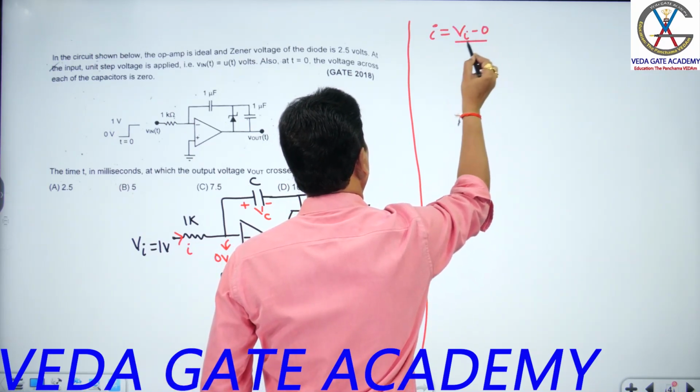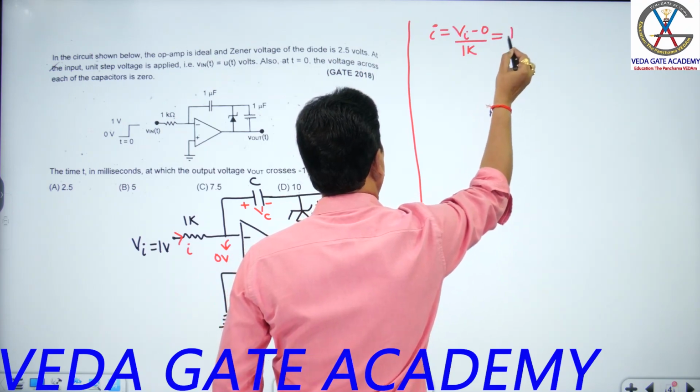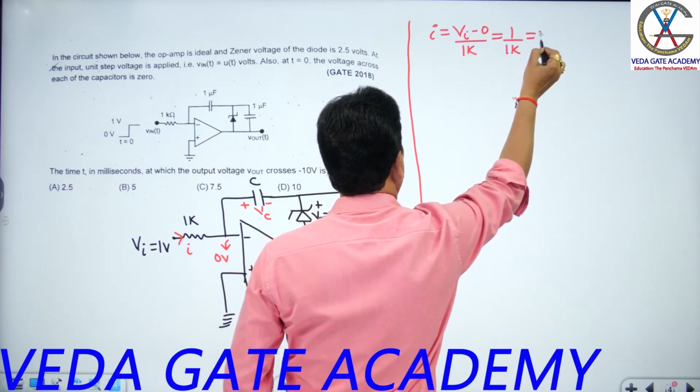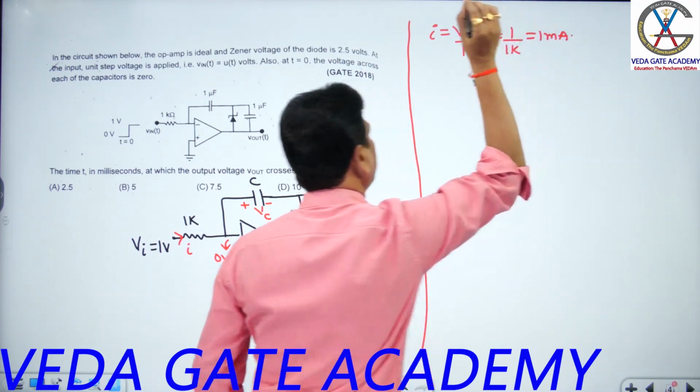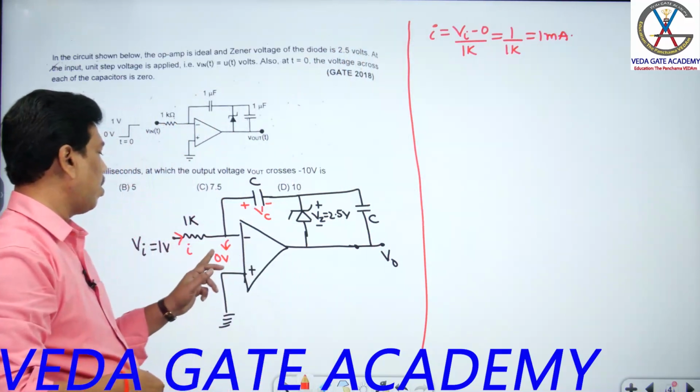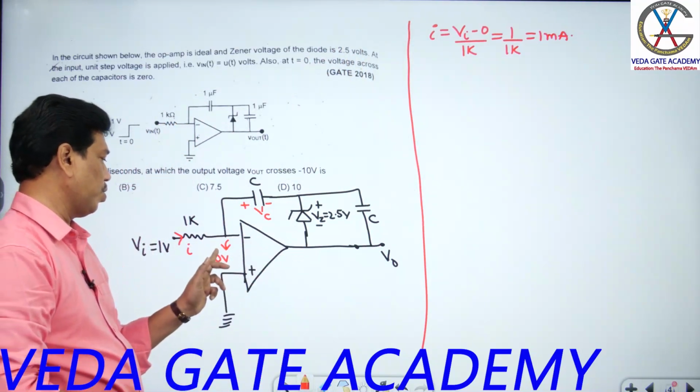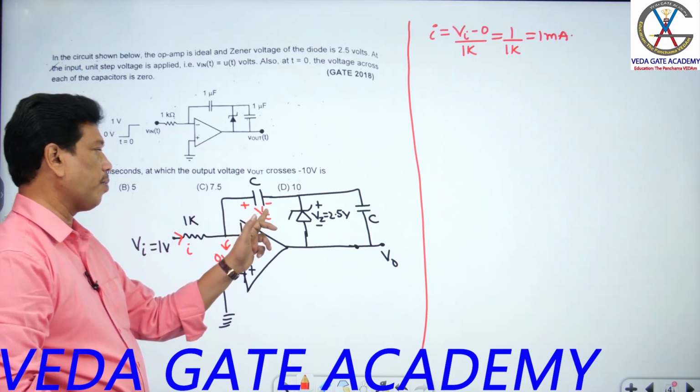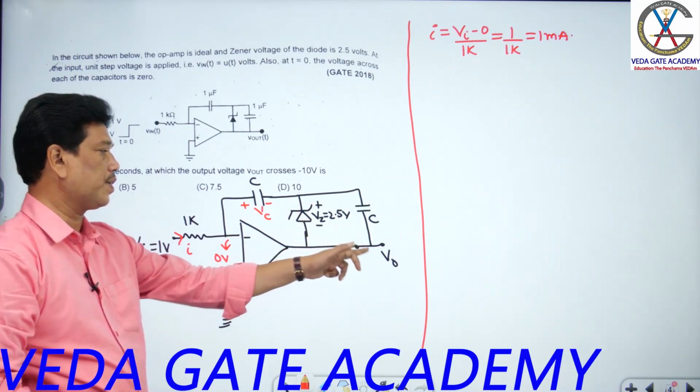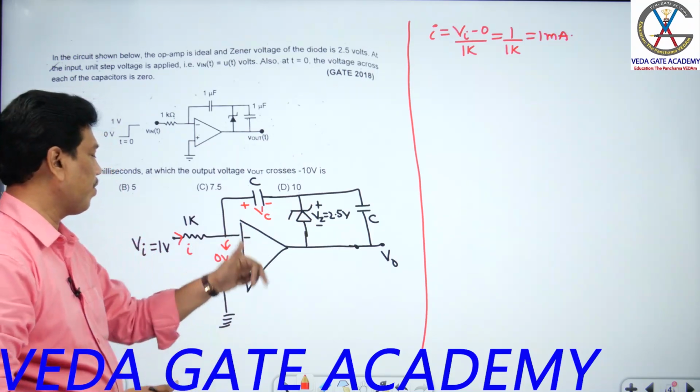Vi minus 0 by 1k. Vi is 1 volt. 1 by 1k equals 1 milliampere, students. Confirm. Now I can apply KVL here, sir. Here the applied voltage is 0, here the drop is VC, here the drop is VZ, here the drop is V0. Can I go ahead now, sir?